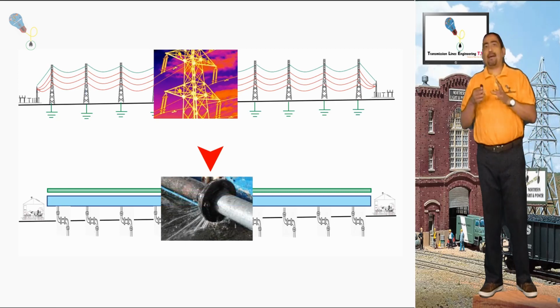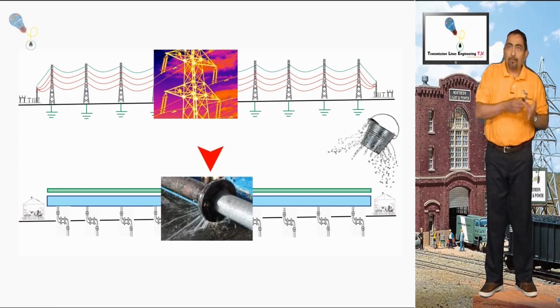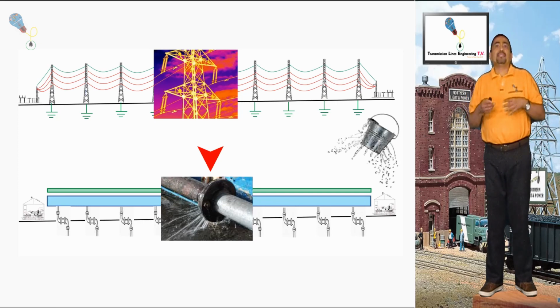With this we have seen graphically the analogy between the transmission line components and a pipeline. Now we can see how they work together.